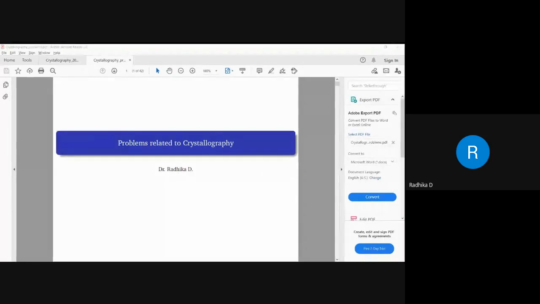Now, okay, let me just go back here. Why 2 theta? That's because it is conical. Because it is conical, that is the reason.